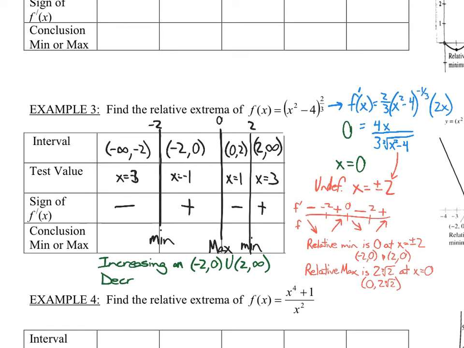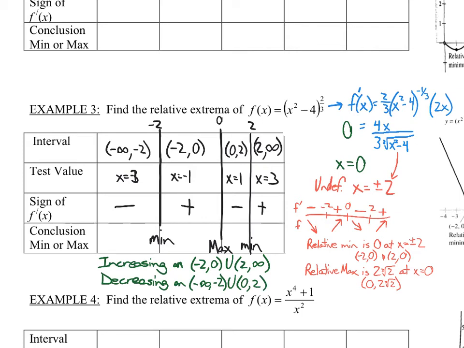Well, at -2, what's our rate of change? It's actually undefined, so we would not include -2. And at 0 the slope was 0, so it's not technically increasing or decreasing there either. Here we're going to say it's decreasing on the interval from -infinity up to -2, and also from 0 to 2.